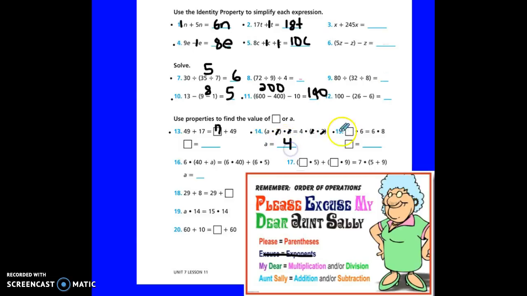All right, why don't you go ahead and try this one. Blank times 6 is equal to 6 times 8. Go ahead and pause the video and see if you can figure out what that box would equal. If you said 8, right on. Okay, this is the commutative property again, right? 6 times 8 is going to be the same. I'm going to cross this 6 out and this 6 out. In order to get these to equal, it has to be an 8.